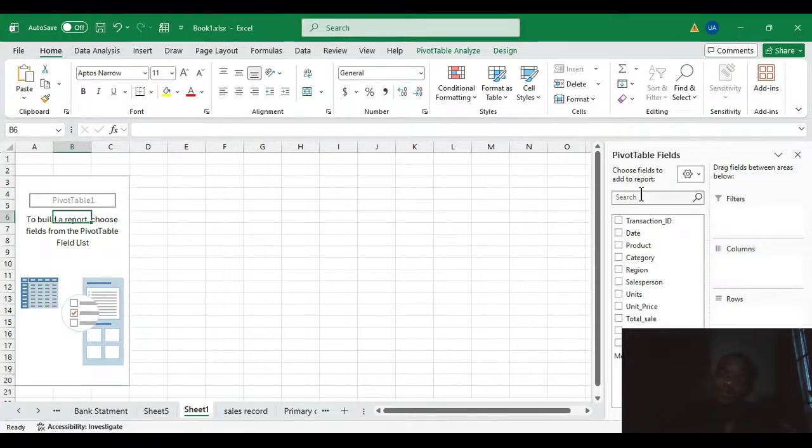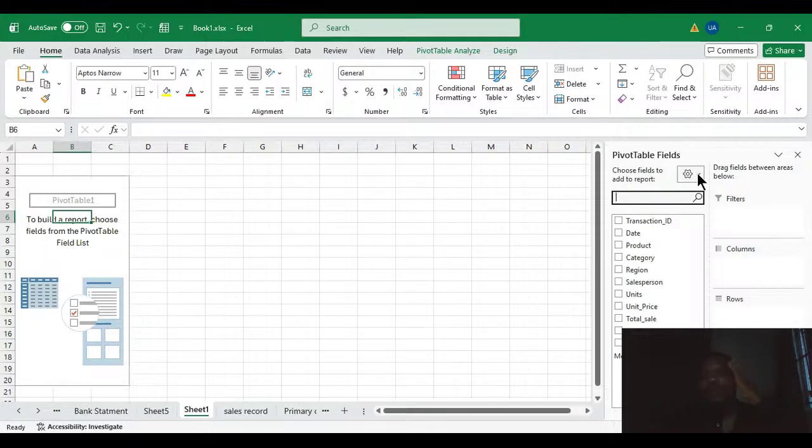Okay, then you can also search for any of these fields, assuming that you have a field and this is very long and you can't find it, then you want to search for it. You can just type it in here, date, and then this will help you provide the field you are looking for.